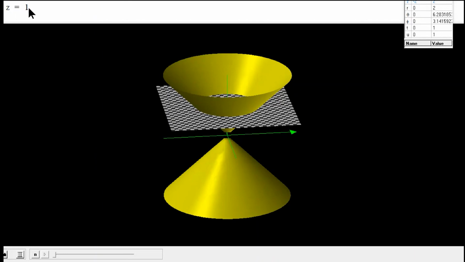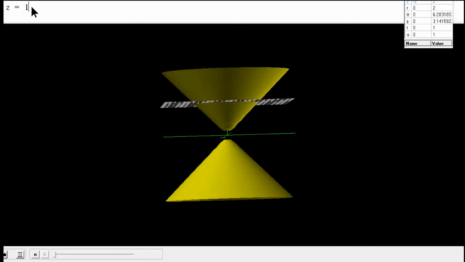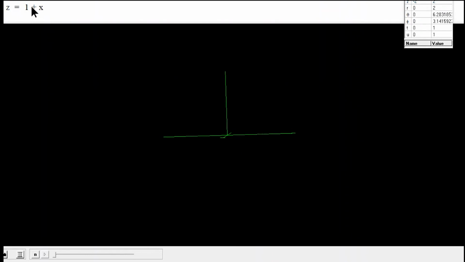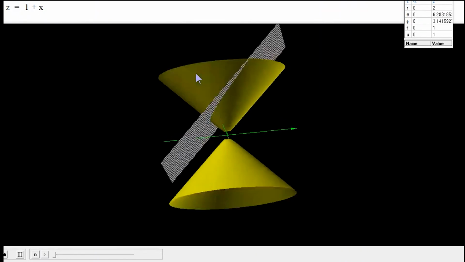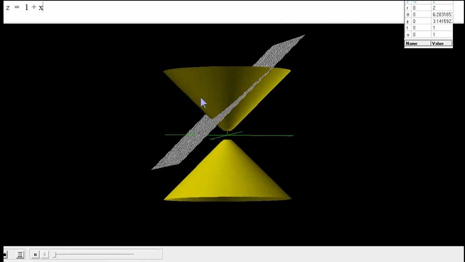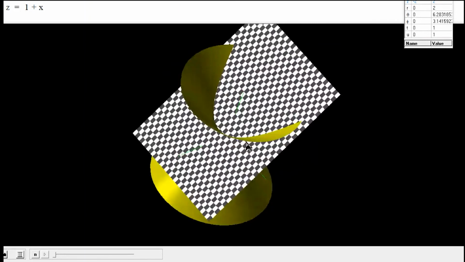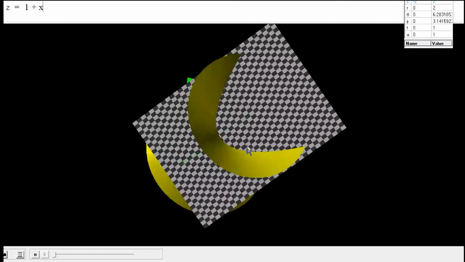Then I'm going to tilt this plane a little bit. See, the plane is cutting right there, parallel to one of the edges. Imagine what that cross section is. It's a parabola. Amazing, isn't it?